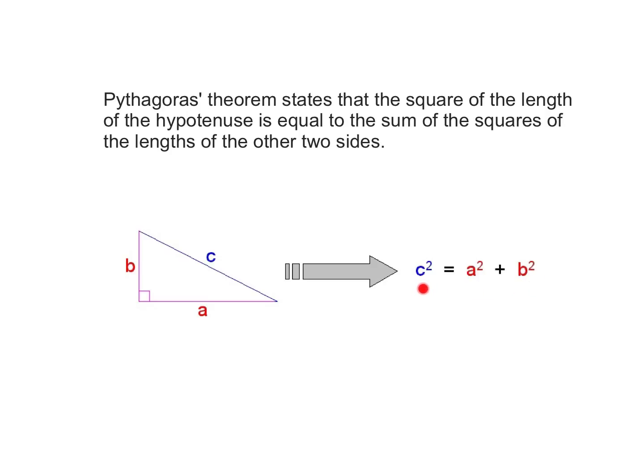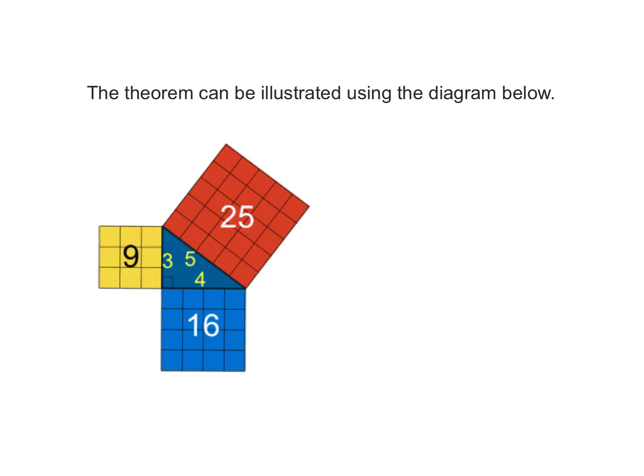So c squared, which is the hypotenuse, is equal to a squared, which is one of the shorter sides, added to b squared, which is the other shorter side. So there we have it. We have the c squared being the longer side, which is this one over here, added to the two shorter sides, which is b and a. This is a nice little illustration of Pythagoras' theorem.